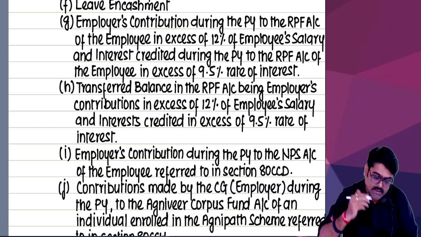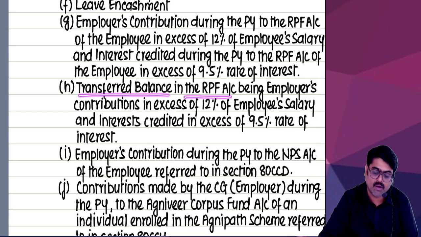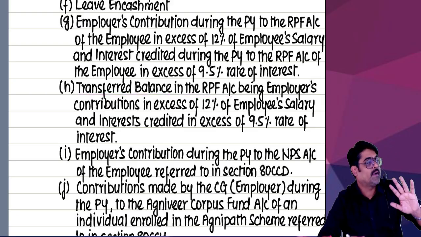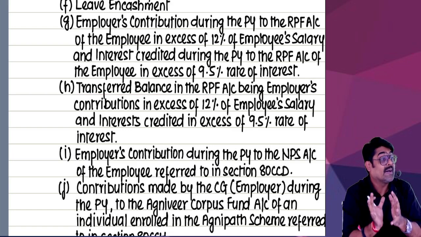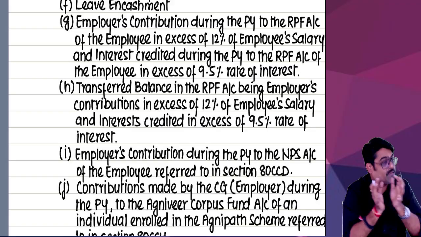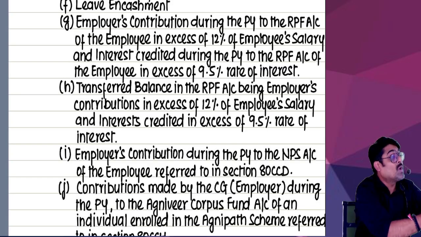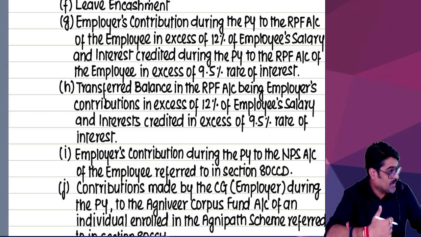Understanding or not? Next one, transferred balance in RPF account. Approval is given, recognition is given. So the UPF balance will now be transferred to RPF. UPF balance will be converted into RPF. This balance which is getting converted into RPF is known as what?